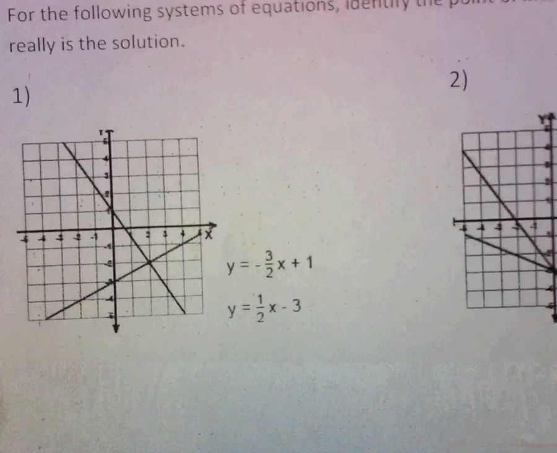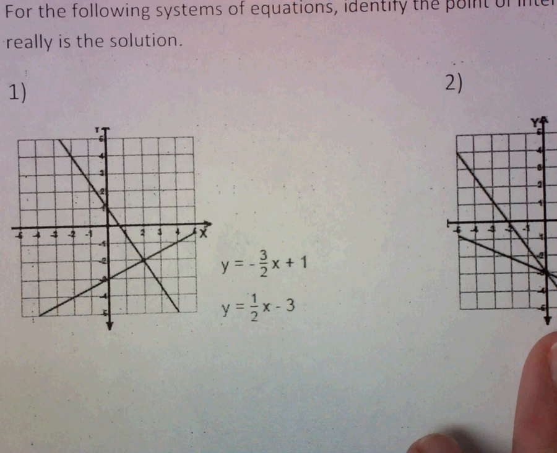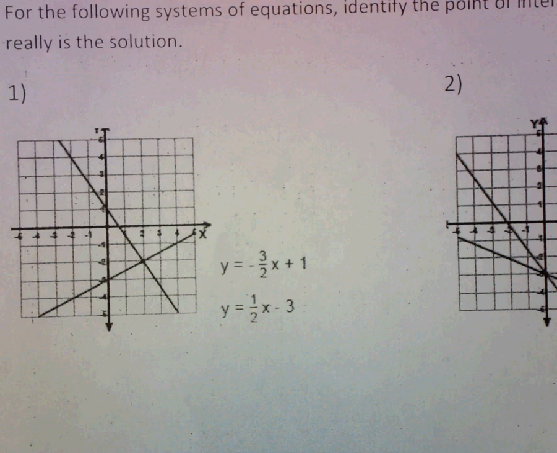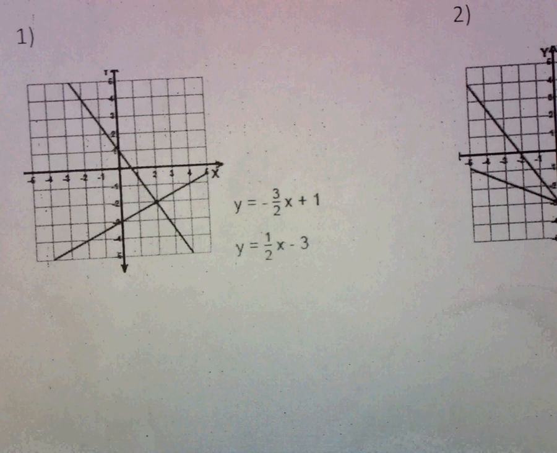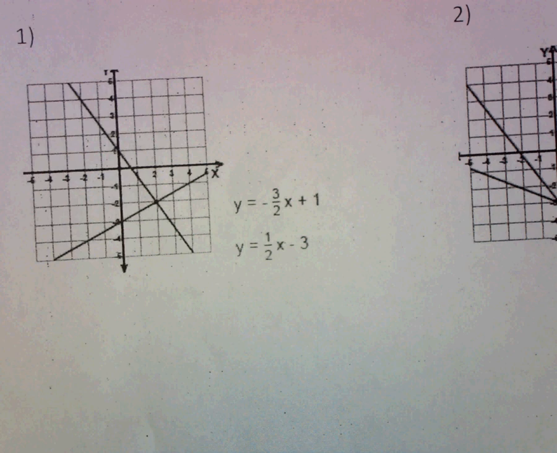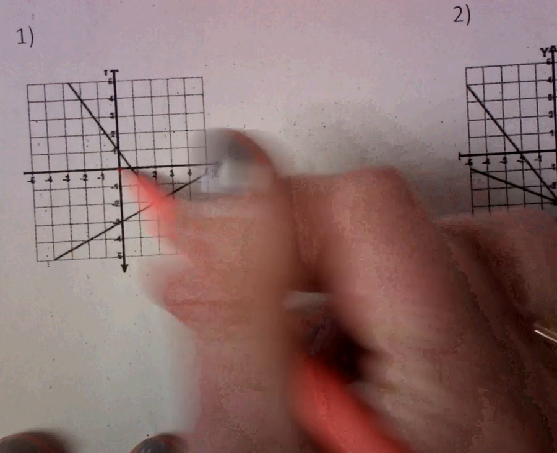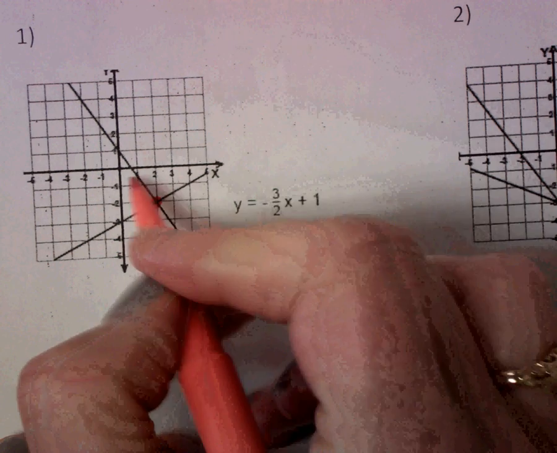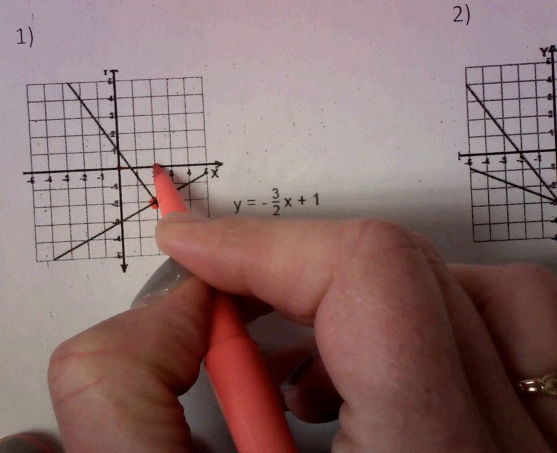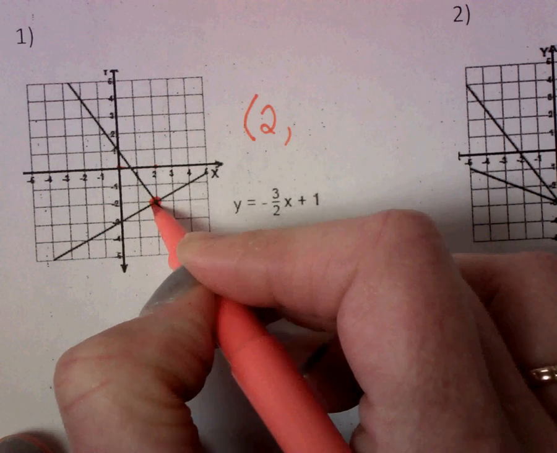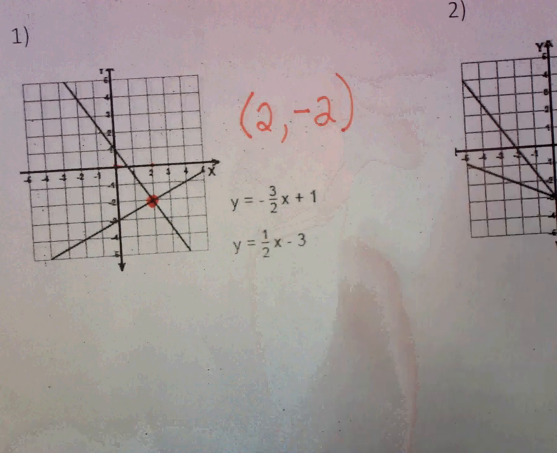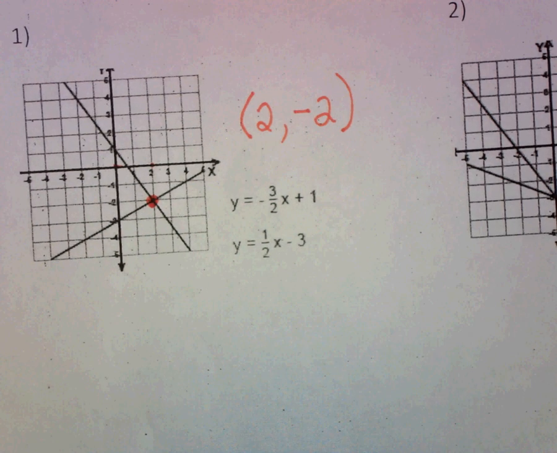Okay? So I'll do one more with you, and then I want you to do the next ones on your own. So the first thing we have to do is look at our graph, and all we have to do is interpret and write down our point of intersection. So here's my point of intersection. Remember what we always want to do, our x value first, so 2, and my y value is -2. So I think that our solution is (2, -2).